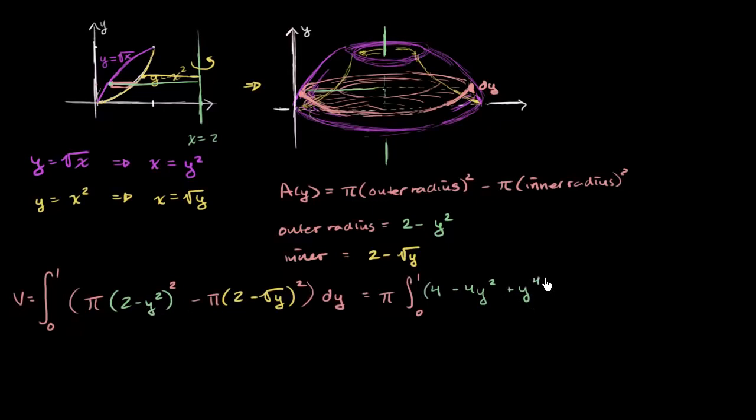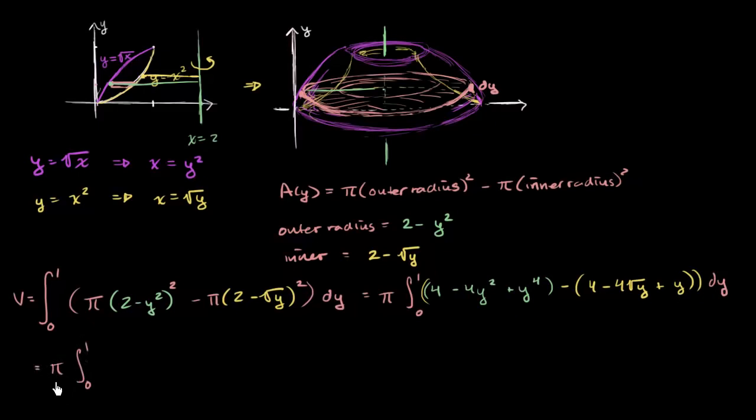And then from that, we are going to subtract this thing squared. We are going to subtract this business squared, which is going to be 4 minus 4 square roots of y plus, well, square root of y squared is just going to be y. And all of that dy. Let me write that in that same color. All of that dy.